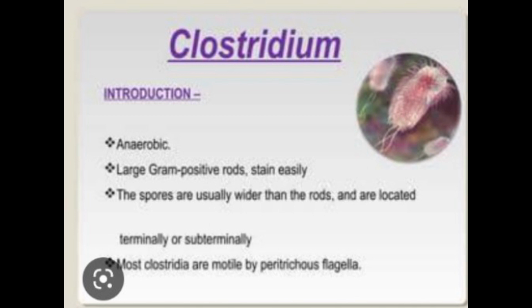Morphology: it is a large, short, gram-positive bacillus measuring 4 to 6 micrometers by 1 micrometer, with subterminal spores. It usually occurs singly or in chains, and it is pleomorphic. It is capsulated and non-motile. It grows on blood agar, cooked meat broth, and thioglycolate broth within 24 to 48 hours.